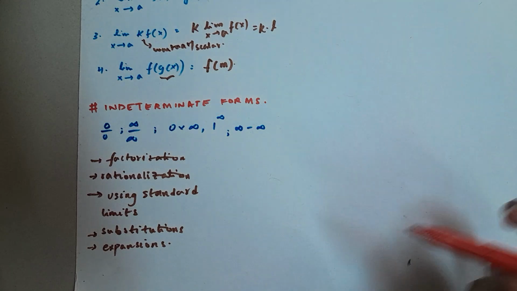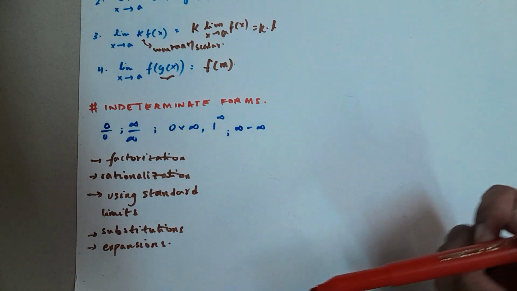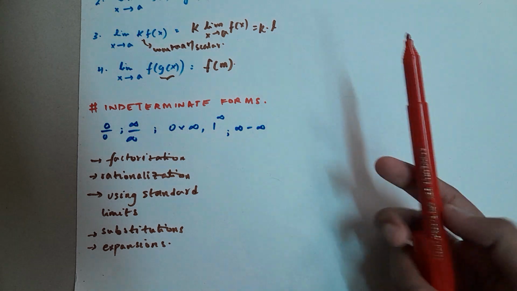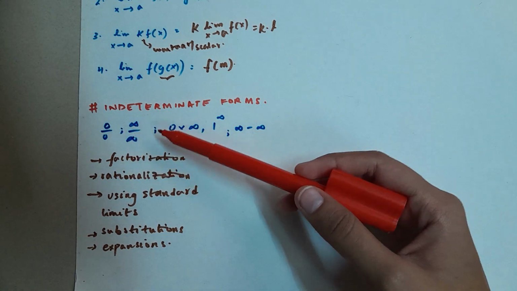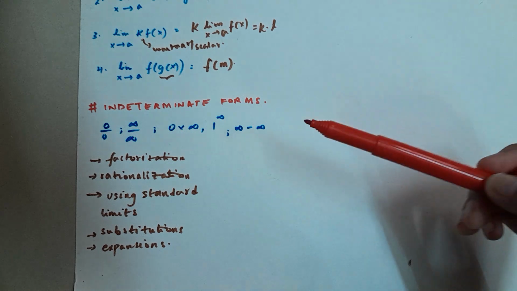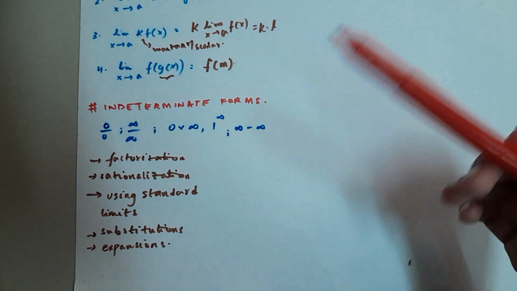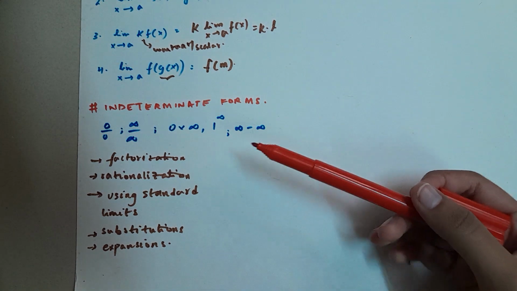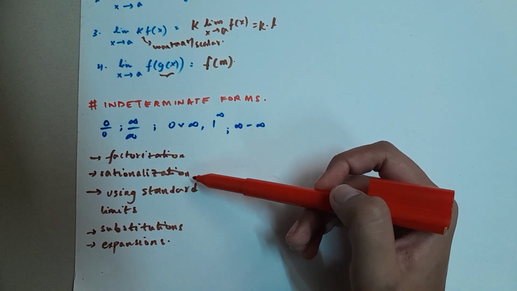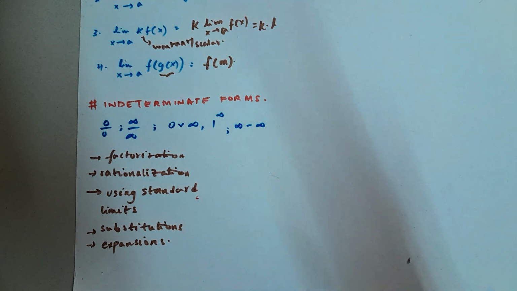Indeterminate forms. Let's say a function is not defined at a particular x. Let's say the direct substitution of that value of x results in an indeterminate form, which can be 0 by 0, infinity upon infinity, 0 times infinity, 1 to the infinity, or infinity minus infinity. These aren't actually finite or existing values. To simplify the function, we may use factorization, rationalization, or standard limits, substitutions, and expansions.